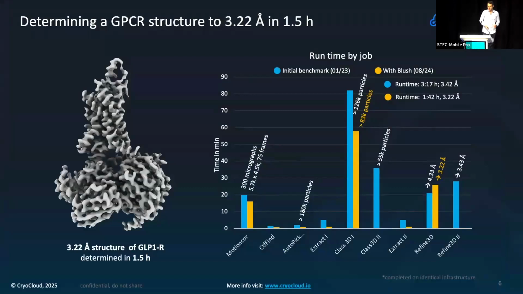This is a benchmark that we published in January 23. Initially, you can see the blue bars. We determined the structure of the GLP-1 receptor to 3.42 angstroms in 3 hours, 17 minutes. We reran the benchmark several times since. Last time was in August 24 with RELION 5 with Blush. And what we also did is we optimized all the jobs. And when we reran it on the same infrastructure, so same number of GPUs, we could cut down the time in half and got a 3.2 angstrom structure.